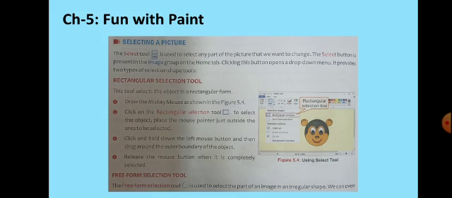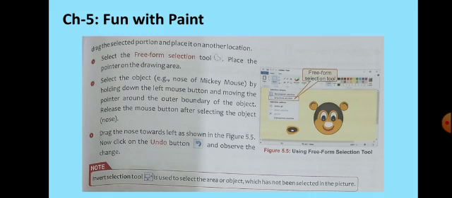Now we will learn how to use the freeform selection tool. The freeform selection tool is used to select part of an image or picture in an irregular shape. We can even drag the selected portion and place it in another location.